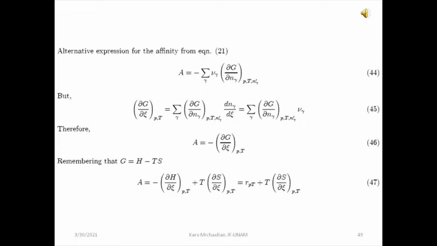Now, remembering that the Gibbs free energy is just the enthalpy minus the temperature times the entropy, we can write equation 46 in the form of equation 47. Now, minus the partial of the enthalpy with respect to the advancement of the reaction Chi at constant pressure and temperature is called the heat of the reaction, and we signify that by this R. This is R at constant pressure and temperature, which is known as the heat of the reaction.